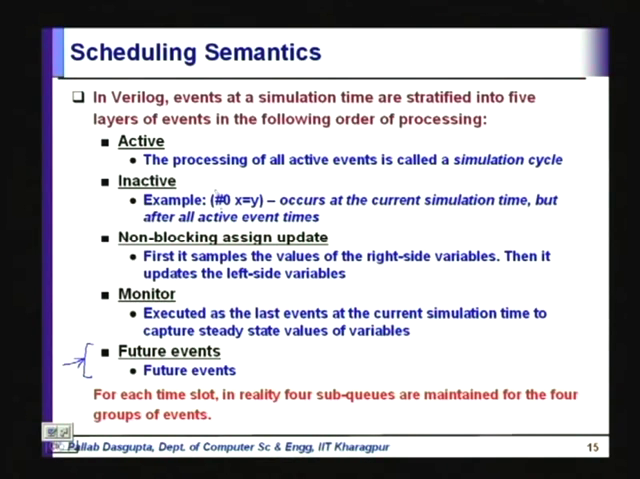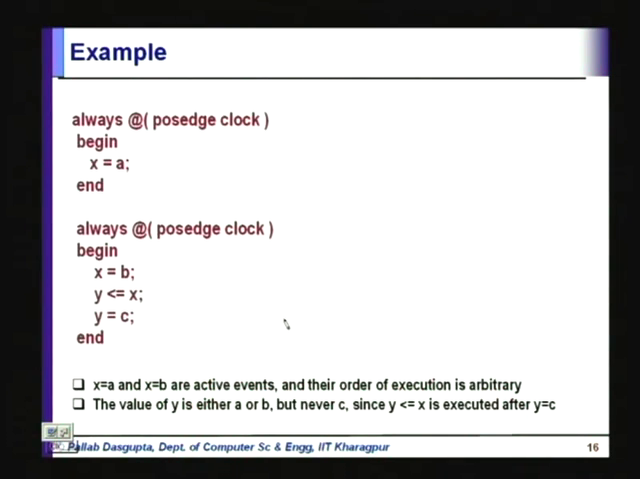By inactive, remember that we mean the events which are preceded by a #0 delay, because they are all in the same time. So it is only for #0 delay. Then we have the non-blocking assignments and the monitor statement, and monitor is basically to observe the output of the circuit. That happens at the end, when everything is stabilized.